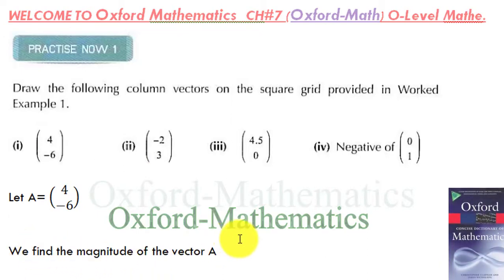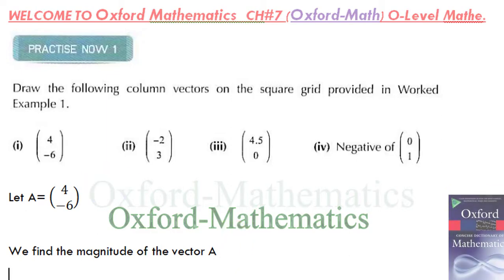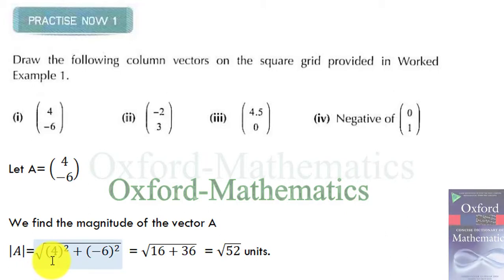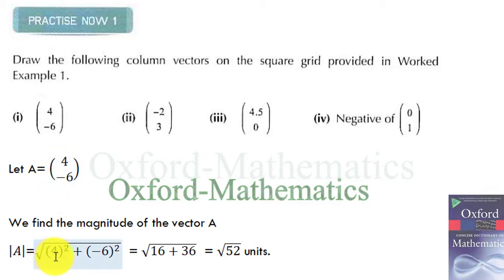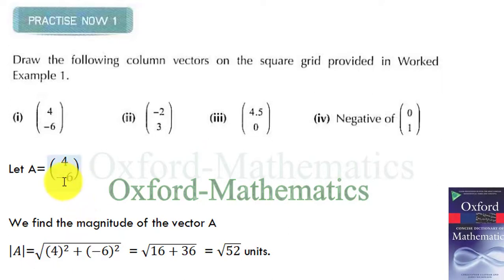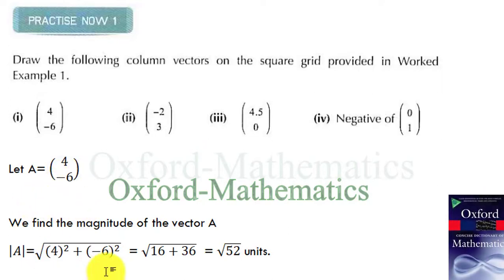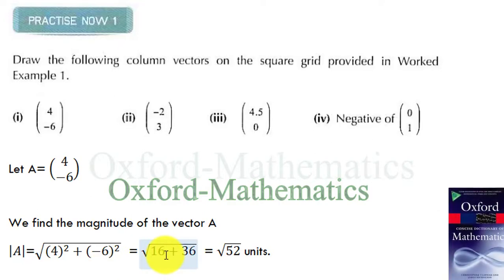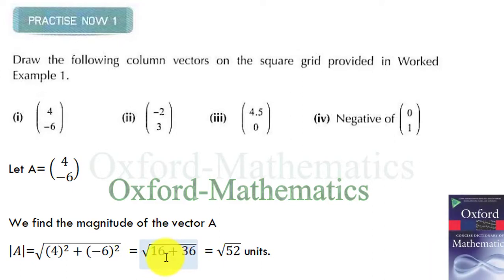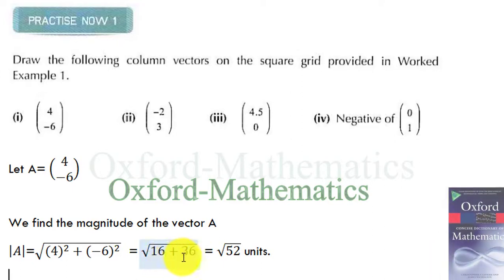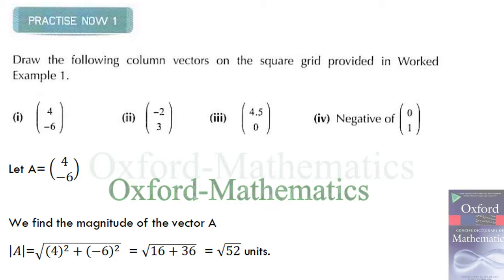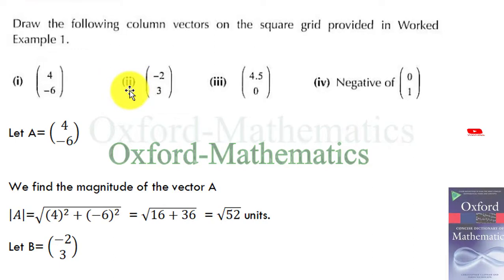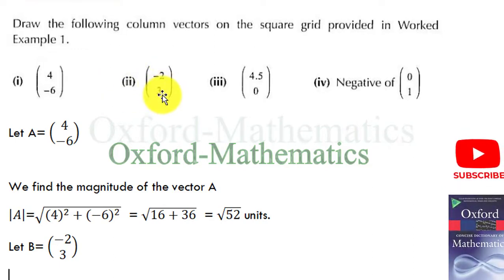Find the magnitude of the vector A. Magnitude formula: the magnitude of vector A, the coefficient of x, it means 4 squared, plus the coefficient of y along the y-axis, -6 squared. 4 squared is 16 and 6 squared is 36. We can add 36 plus 16, which is equal to 52 units.